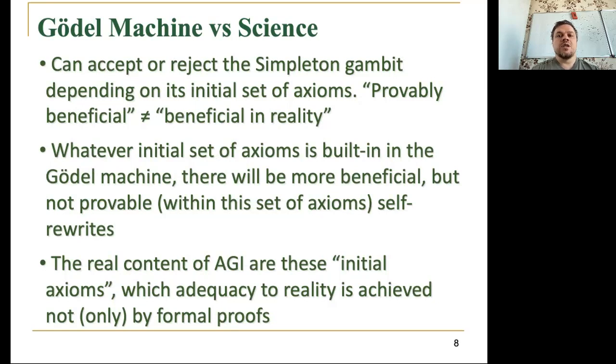Why then should we limit its rewrites only to provably beneficial? Maybe hypothesizing usefulness of some rewrites and validating them in practice may allow finding better rewrites for any fixed axiomatic system. I mean, whatever initial set of axioms you built in the Gödel machine, there will be beneficial, even more beneficial, but not provable self-rewrites. And this scientific method of putting hypotheses forward and empirically verifying them may not be formally provable by itself.